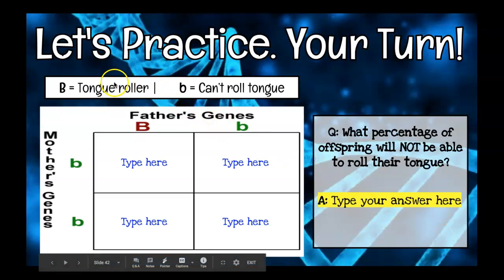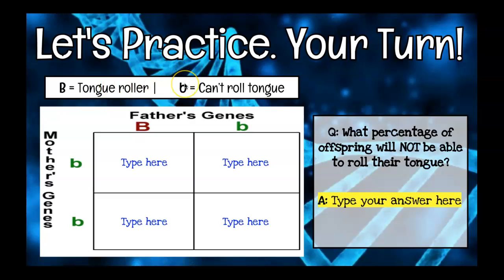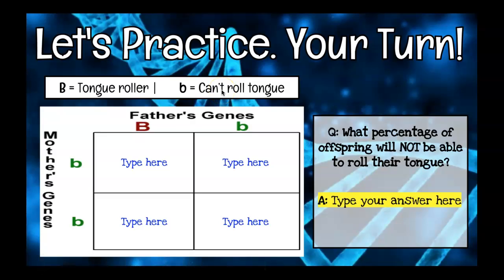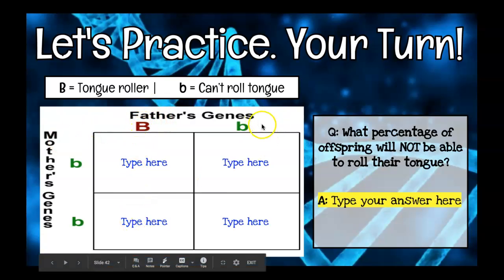If big B stands for tongue roller, so the dominant trait here is being able to roll your tongue, and then the recessive trait little b means you can't roll your tongue, all right? So, dad is big B little b. That means that because he has a dominant trait, he shows the dominant form, so he's a tongue roller, even though he carries the recessive version. But mom is little b little b, meaning she can't roll her tongue. So, we're going to see the chances of them passing these traits on. So, what you do is bring the big B down and the little b down, and then the little b across and the little b across.